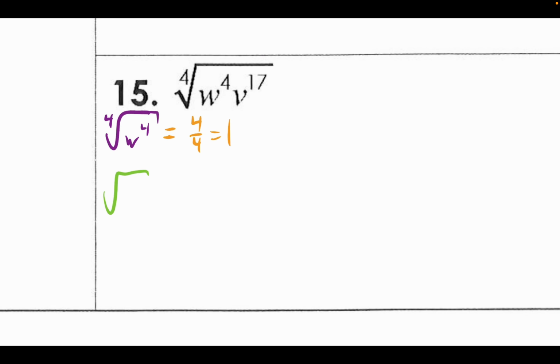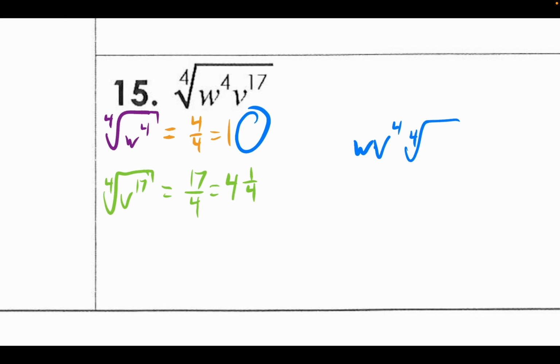Then the fourth root of v to the 17th. 17 divided by 4. 4 goes into 17 4 times with 1/4 left over. So then, for our answer, we have w to the first outside the radical and v to the fourth outside the radical. Again, inside the radical, we don't have any more w's, but we do have v to the first.